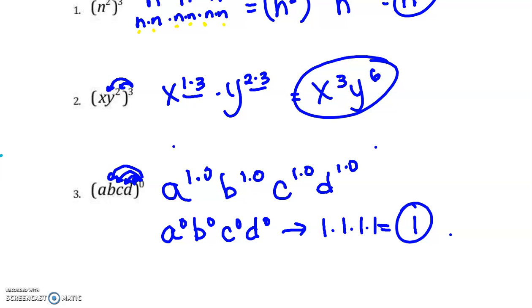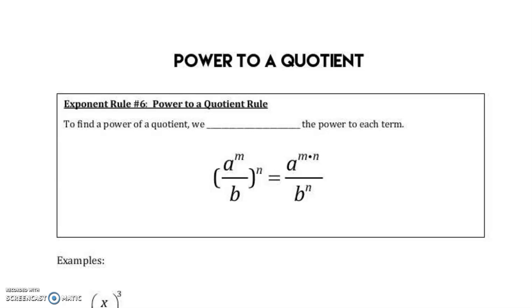Let's go ahead and look at quotient. Power to a quotient. So to find the power of a quotient, it's going to be very similar. We're just distributing the power in to each term, the same thing that we did before, because multiplication and division are kind of the same thing, right? They're opposite. They're inverse operations. So the same thing that we did with a product, we can also do with a quotient.